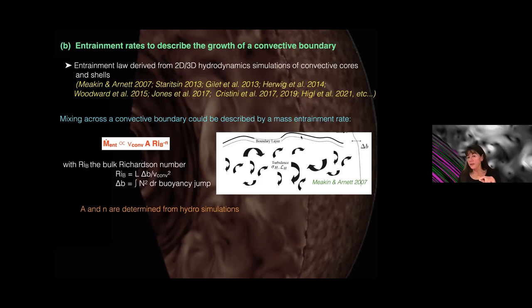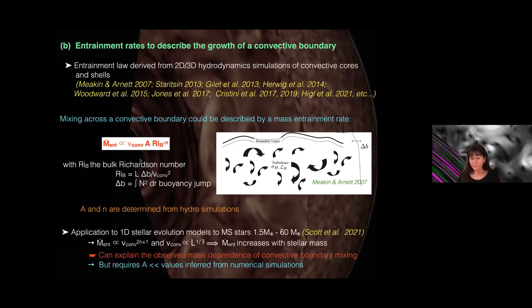This is typically the strength of your turbulence in terms of its kinetic energy, proportional to V squared, and the variation of the buoyancy in this boundary layer characterized by the Brunt-Väisälä frequency. And these entrainment rates have parameters that actually can be determined by hydro simulations. Recently, those entrainment rates have been applied in 1D stellar evolution models for a very broad range of main sequence stars by Laura Scott and collaborators.